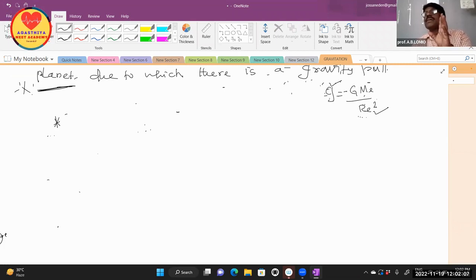Understand, student? When you increase the radius of the earth or body or planet, the gravitation is decreased. Understand? It is based on the formula.